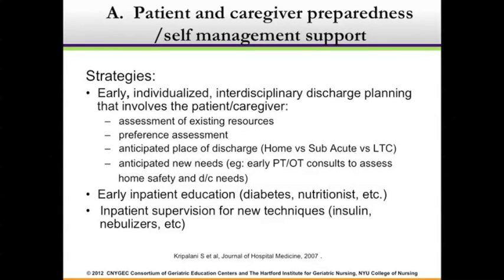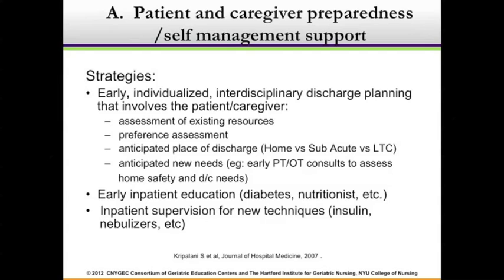So some strategies we have to improve the confidence in discharge planning and plan for better outcomes is that we use early, individualized, interdisciplinary discharge planning that involves both the patient and the caregiver. We always meet early to assess what existing resources the patient has at home, what they prefer upon discharge, what they feel they will need in order to go home safely, and follow up with their treatment plan. We try to anticipate early where they will go for discharge. Do they need to go to rehab, or can they go home? And are there any new needs?